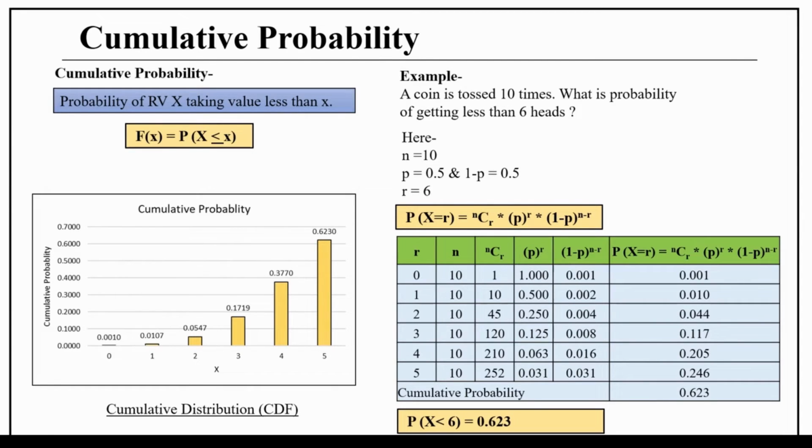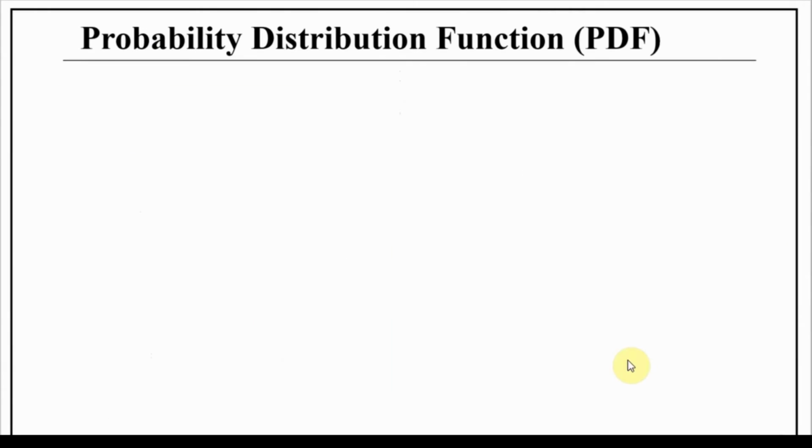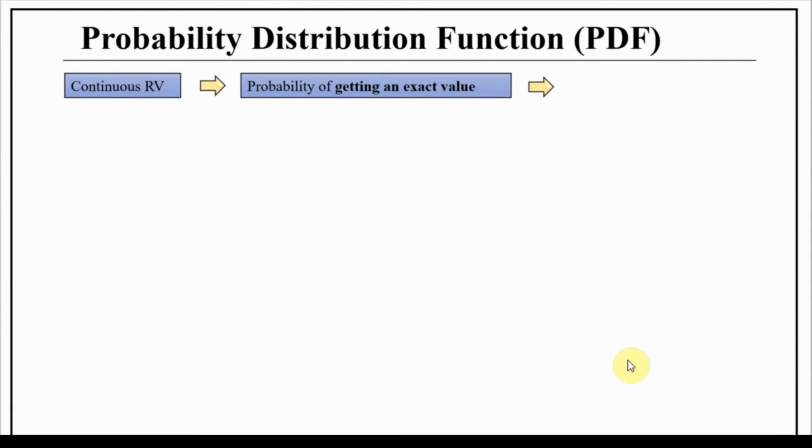Now let's move to our next topic, the probability distribution function, in short PDF. When we talk about a continuous random variable and we want to find the probability of getting an exact value, what do you think is the probability? Okay, let's understand it by example.